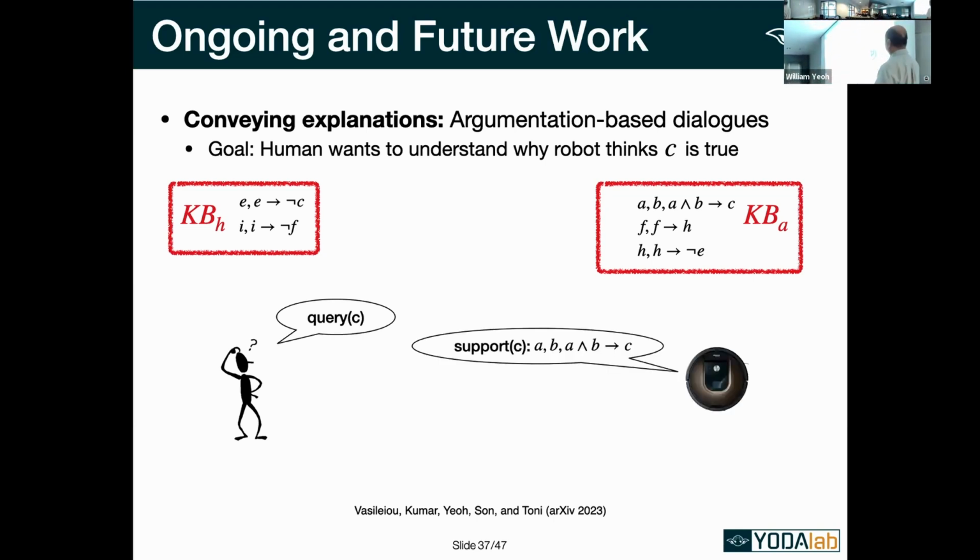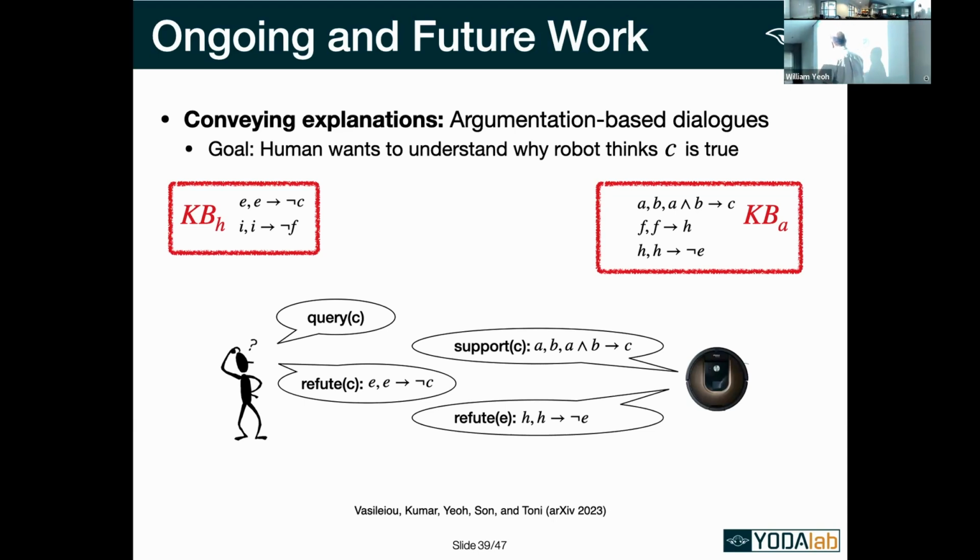The robot is then going to find a support for the query, and the support is basically going to say that, all right, C is true because A and B are both true, and since A and B are both true, A and B implies C, so therefore C is also true, right? And the human is now going to refute C. It's like, I don't think C is true because in my understanding of your model, E is true, and E implies not C. And then the robot might refute that again and say, all right, you think that, but E is actually not true here, right? Your premise is not true because H is true and H implies not E.